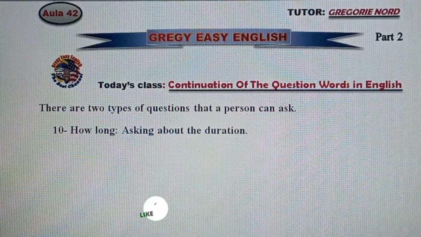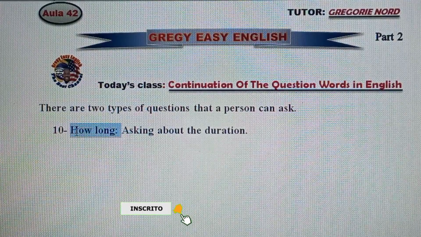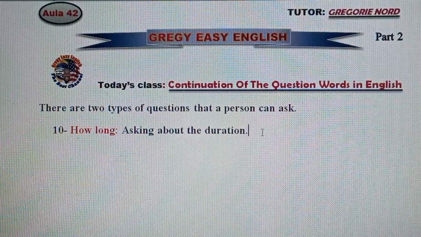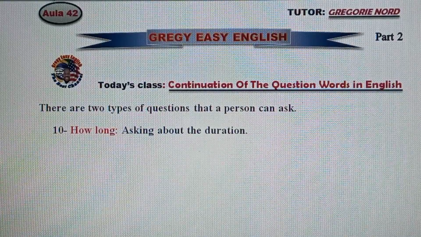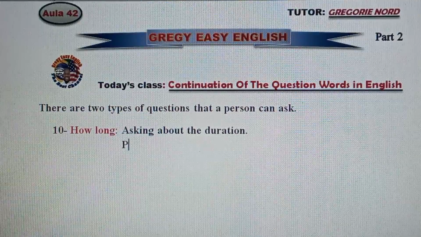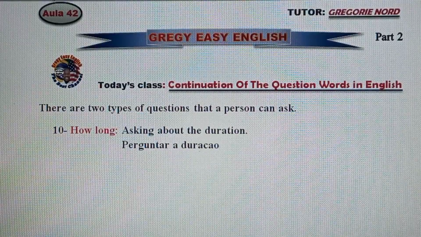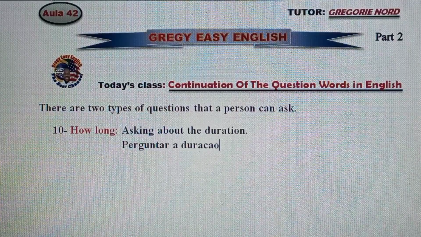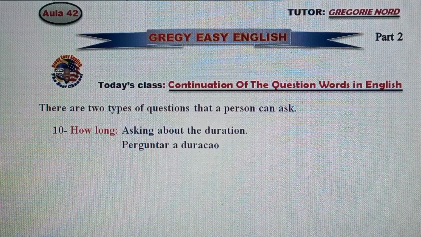The question word how long, asking about the duration. Agora, o que significa asking about the duration? Em português, asking about the duration significa pergunta a duração. Então, pessoal, quando você quer saber a duração de uma coisa, você tem que usar how long, você tem que iniciar sua pergunta com how long, ok?